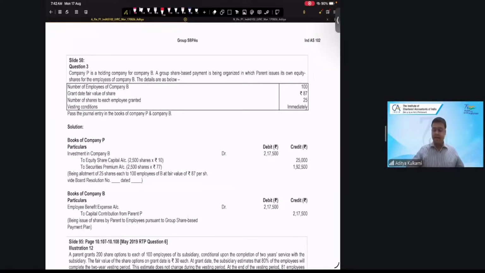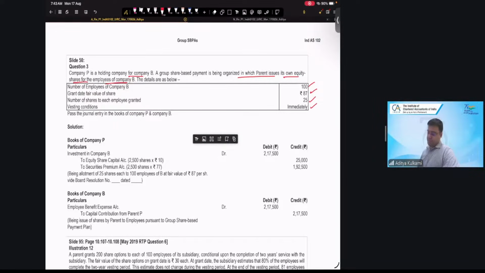So we look at a question. Company P is a holding company for B. A group share-based payment is being organized in which the parent issues its own equity shares for employees of company B. The details are as below. Number of employees 100. Grant date fair value 87. Number of shares granted to each employee 25. Vesting conditions: immediately.